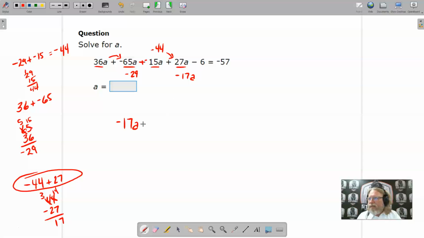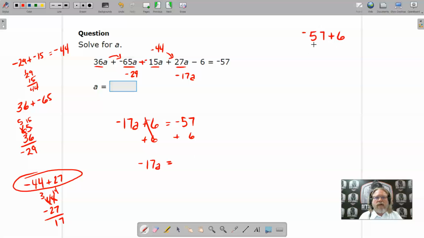We still need to bring down the minus 6. Actually, let's make that a plus negative 6, right? Same thing. Equals negative 57. Now, we need to add 6 to get rid of the negative 6, so plus 6. And we're going to add 6 over here. So those are going to cancel each other out. We'll have negative 17a equals, well, we have negative 57 plus 6.